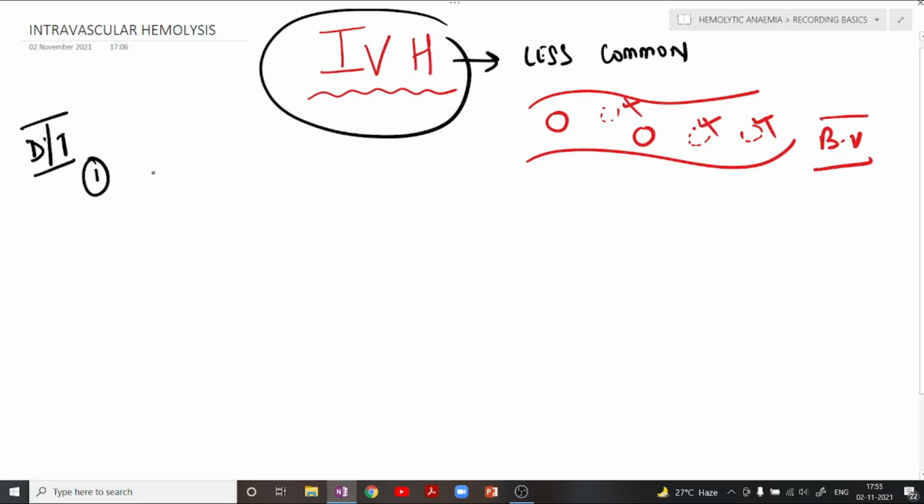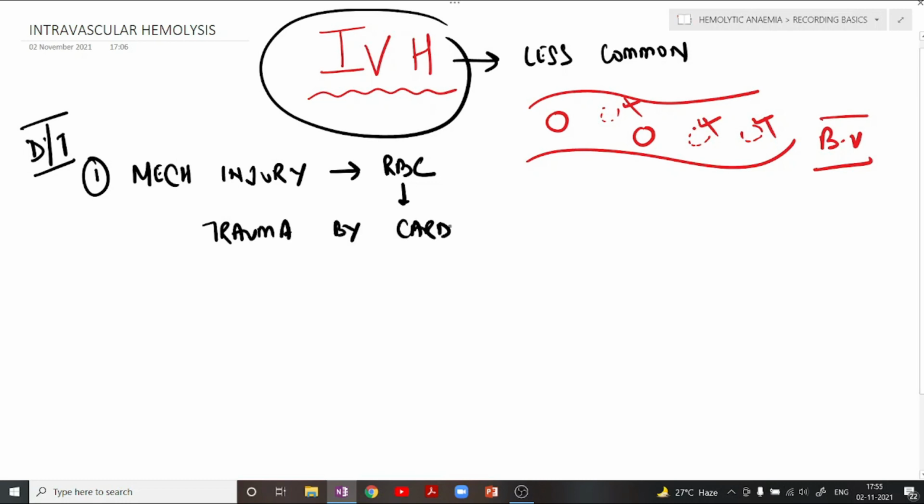So the causes are, number one, whenever there is any kind of mechanical injury to the RBC. So what do we understand by this? Let us see. Suppose the RBC is getting traumatized. For example, there is trauma by the cardiac valves. The cardiac valves are pathological, deformed, or there is some mechanical cardiac valve that has been placed.